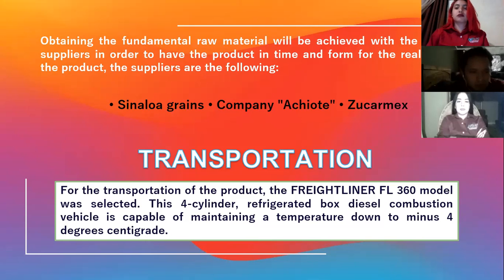For the transportation of the product, the Freightliner FL 360 model was selected. This four-cylinder refrigerated box diesel combustion vehicle is capable of maintaining a temperature down to minus 4 degrees centigrade.